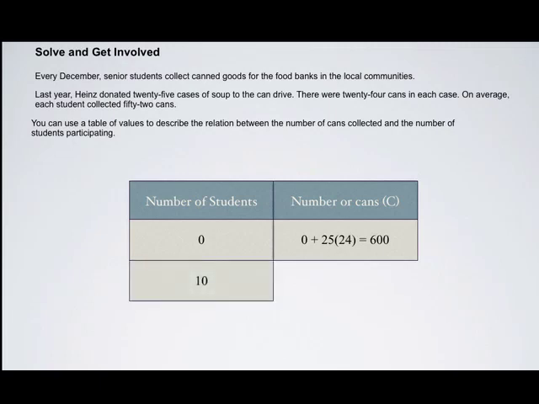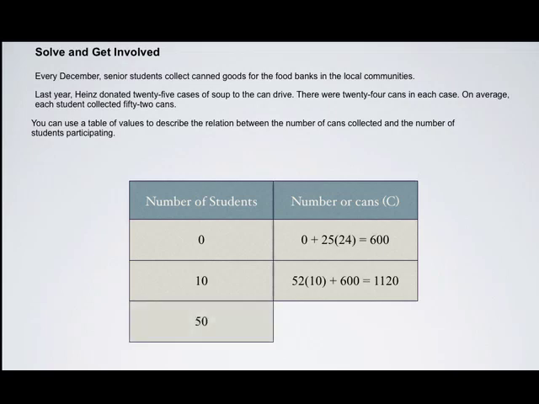If there were 10 students participating, we would say that there were 1,120 cans. Because there's still Heinz's 600, but recall that each student on average collected 52 cans. So we would have to add to that 52 times 10.